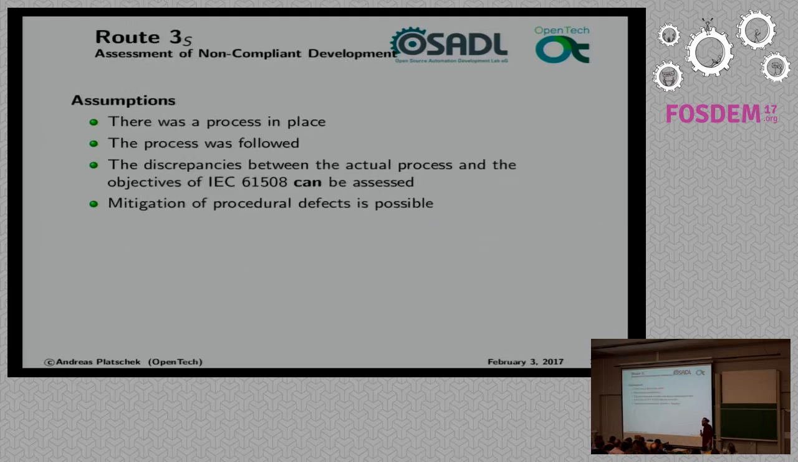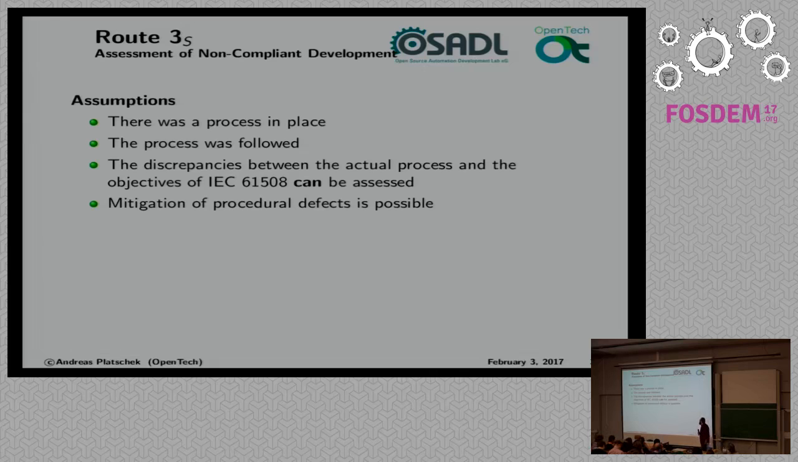So basically, we have some assumptions in this route. The first assumption is that we actually have a process in place that is defined. Of course, this process also has to be followed. It's not a problem if there are discrepancies between the actual process and the process that is defined, but we have to be able to assess the discrepancies, and if there are procedural defects, we need to assign mitigations to counteract those.